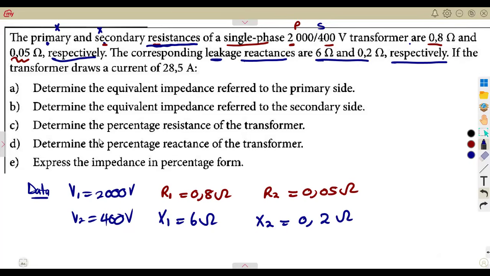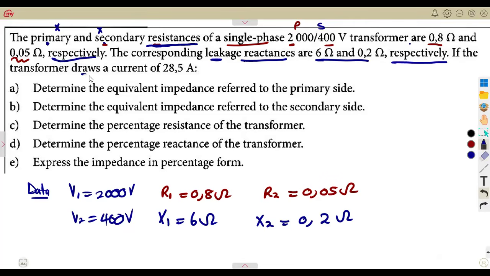These are not equivalent. They are just resistances and reactances. They are not equivalent. There's nothing about equivalent there. They just said the primary resistance, not equivalent resistance. So it's R1, R2. There's nothing about the E. The E is used when they say equivalent. Okay?